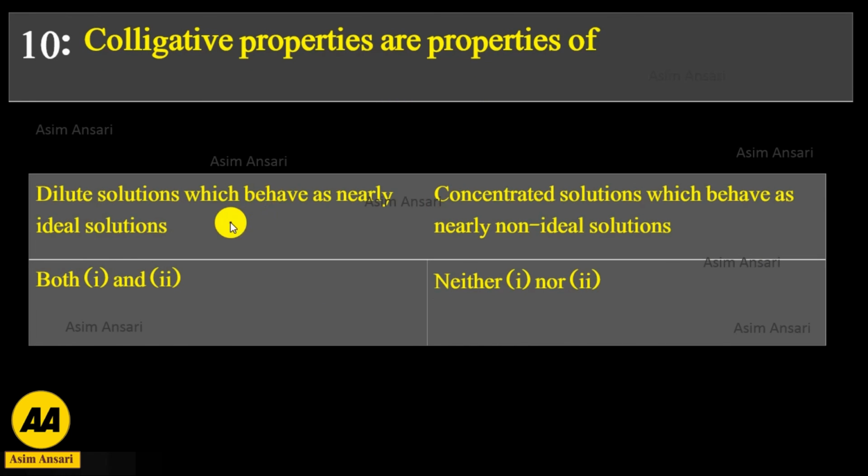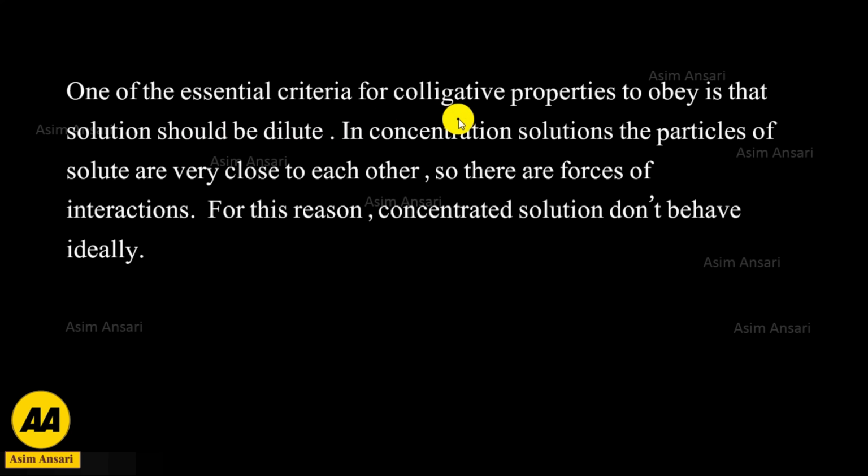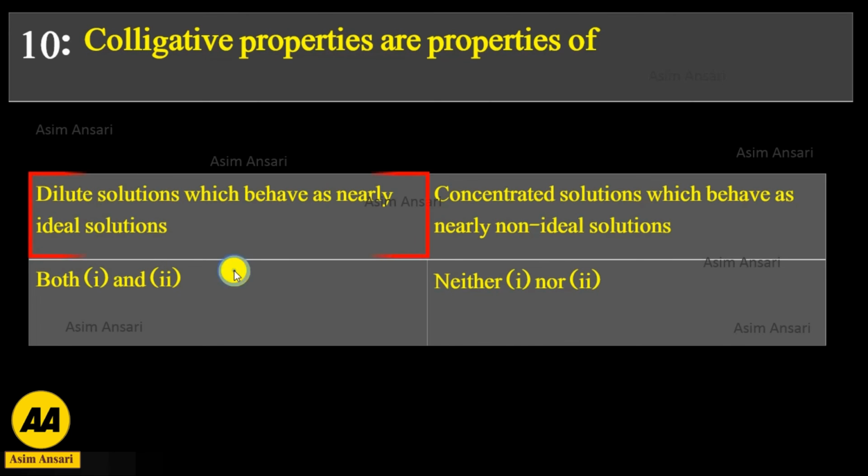Colligative properties are properties of: dilute solutions which behave as nearly ideal solutions, concentrated solutions which behave as nearly non-ideal solutions, both 1 and 2, or neither 1 nor 2. One of the essential criteria for colligative properties is that the solution should be dilute. In concentrated solutions, the particles of solute are very close to each other, so there are forces of interaction. For this reason, concentrated solutions don't behave ideally. So the exact answer is: colligative properties are properties of dilute solutions which behave as nearly ideal solutions.